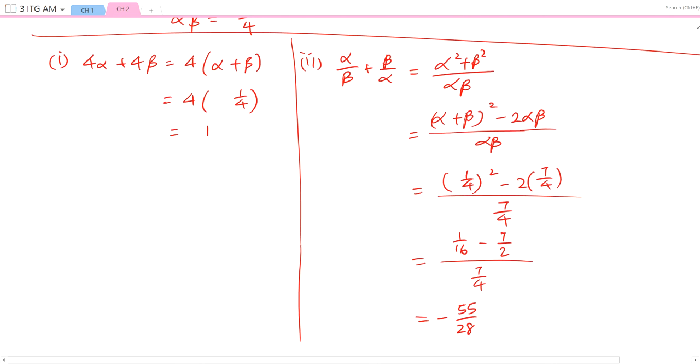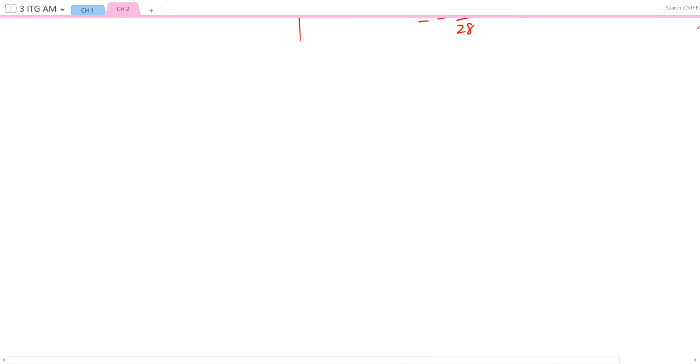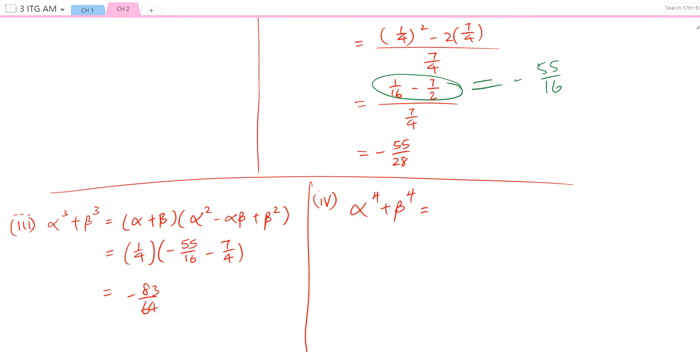For part 1, it is 1. For part 2, it is negative 55 over 28. You may watch the video again if you want to see the steps in detail. So now for part 3, this is the answer. The sum of cubes will, in this case, be negative 83 over 64.